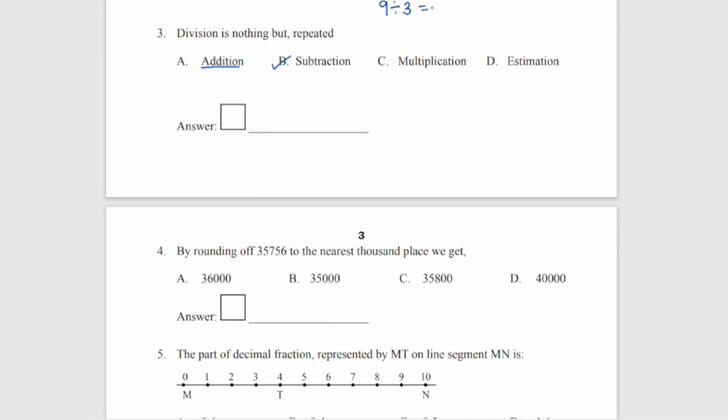Let us understand. 9 divided by 3 equals to what? Let us keep subtracting 3 from 9. So 9 minus 3 is 6. Again 6 minus 3 is 3. Then 3 minus 3 is 0. So we subtracted 3 times to get the remainder as 0. So division is nothing but repeated subtraction. Correct option is B and the answer is subtraction.